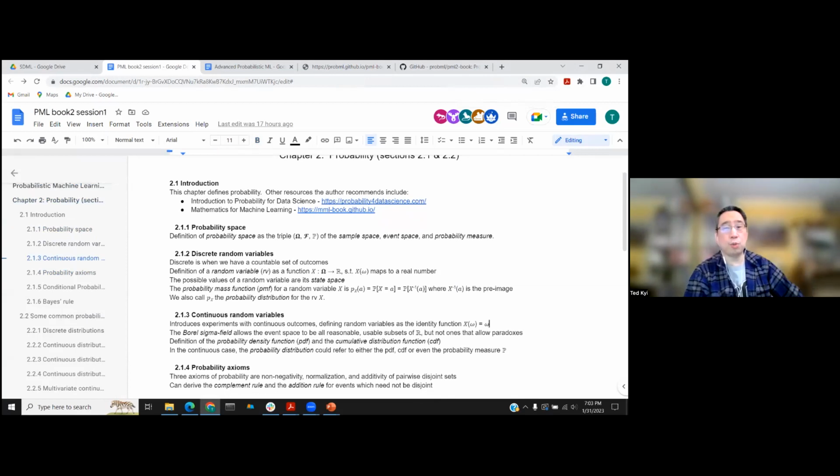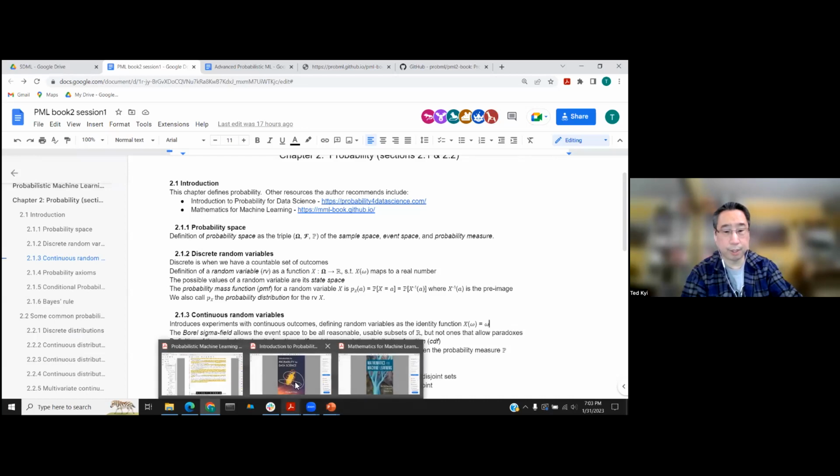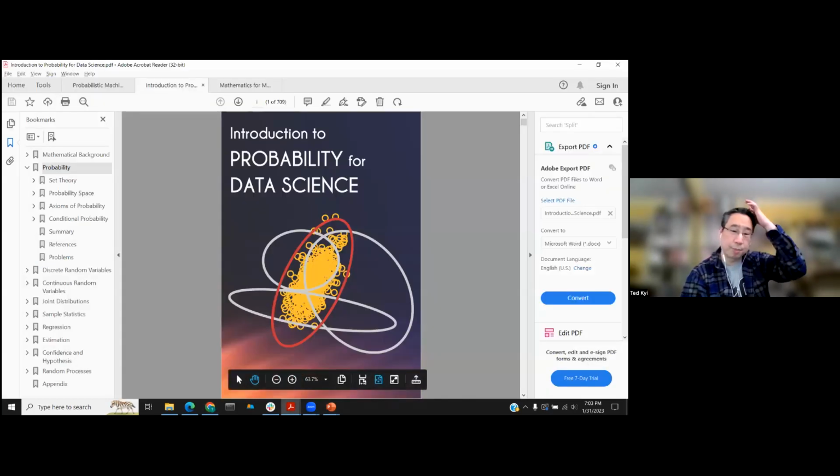So chapter 2 is about probability. And right off at the very beginning of the chapter, the author recommends some other resources. So one possibility is Introduction to Probability for Data Science. I have not read this book, but the book does look pretty good to me.